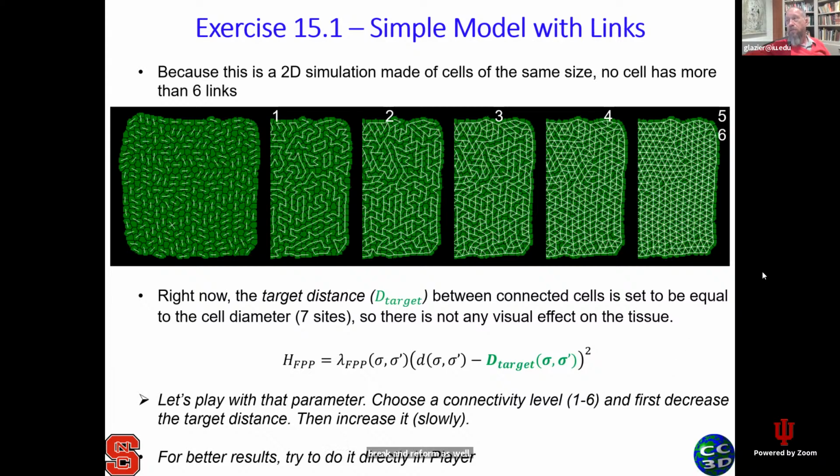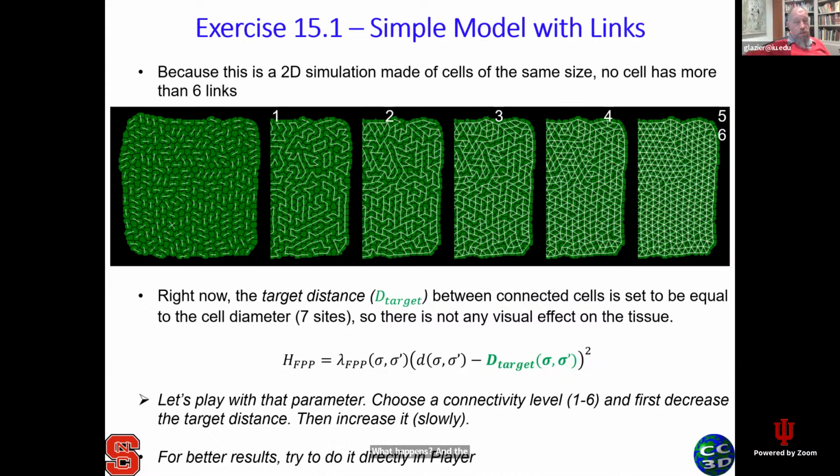Now, pick one of these connectivities. I'd suggest maybe trying 2 of these examples. You could have a connectivity of 1 or 2, and then also try 1 each. And then why don't you change the target distance? The default target distance was 7. Now make it smaller. Make the target distance 2 or 1. What happens?